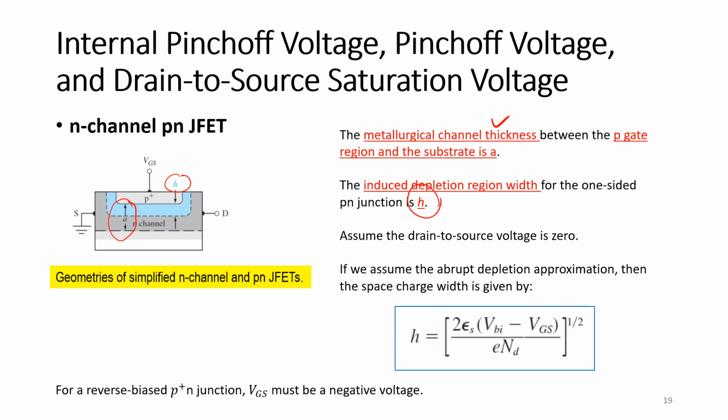Assume that the drain to source voltage is 0, VD equals 0. So H is equal to 2 times permittivity, times the bracket VBI, the built-in potential barrier, minus VGS, divided by the electron charge times the donor concentration ND, all in bracket to the power of half.